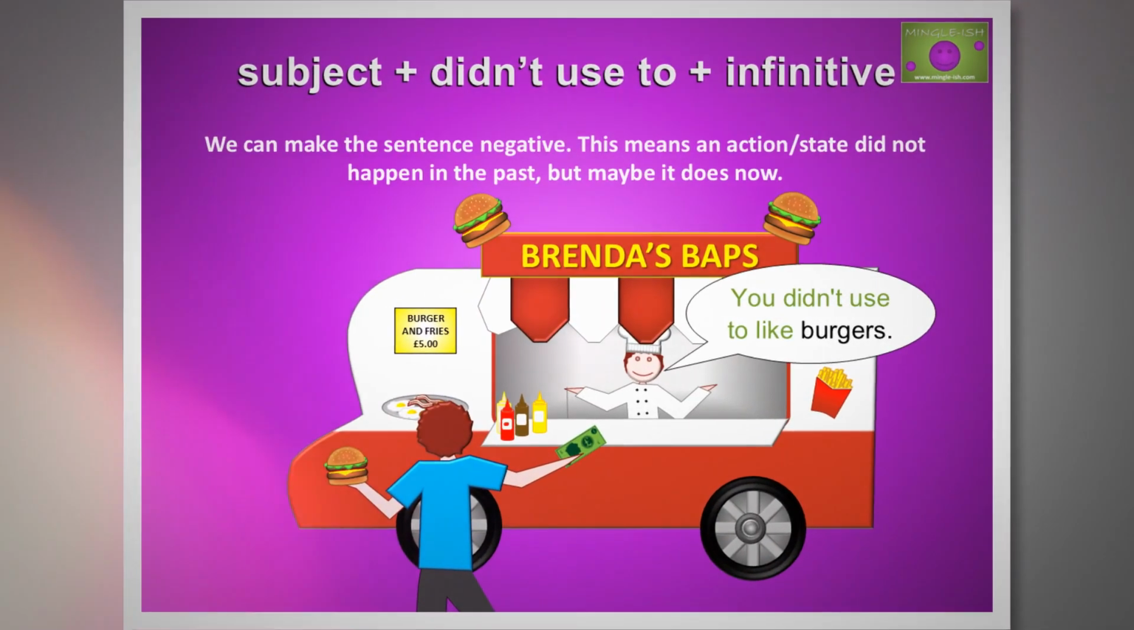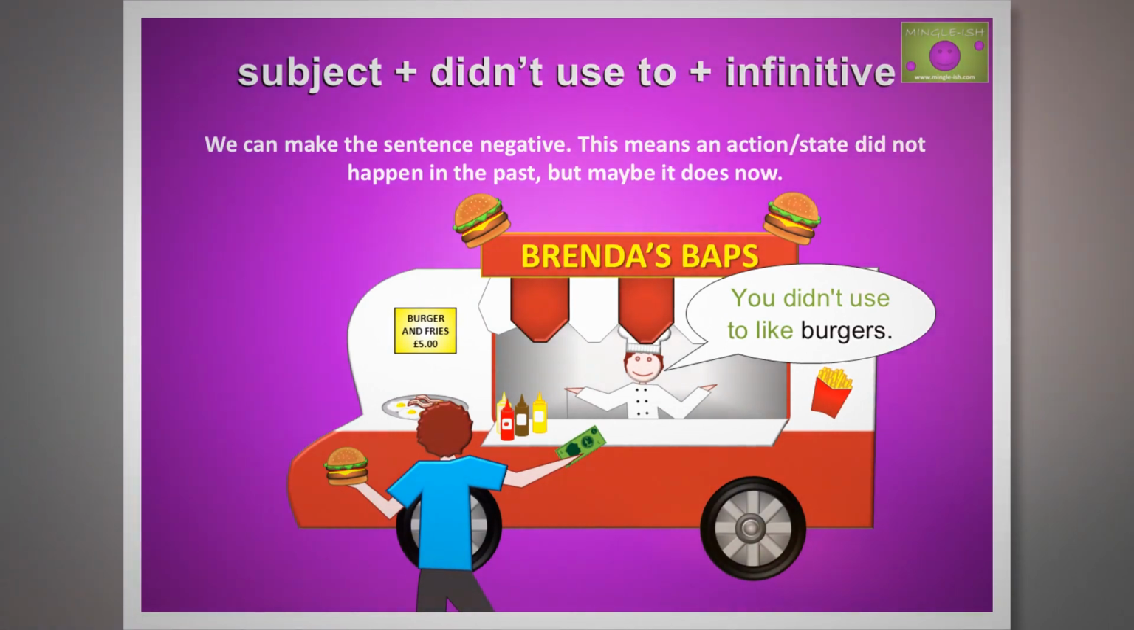We can make the sentence negative. This means an action or state did not happen in the past, but maybe it does now. The structure is subject plus didn't used to plus infinitive. In negative sentences with didn't, we drop the D from "use" because "did" already shows the past tense.